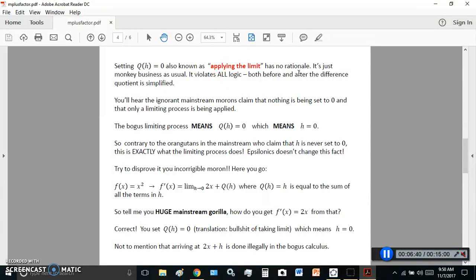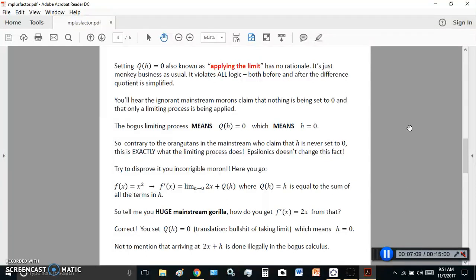Okay, epsilonics doesn't make it rigorous or anything. Epsilonics merely explains the mechanics of the bogus thinking in the mainstream. It's just monkey business as usual. It violates all logic, both before and after the difference quotient is simplified. So you'll hear the ignorant mainstream morons claim that nothing is being set to 0 and that only a limiting process is being applied. This is nonsense.